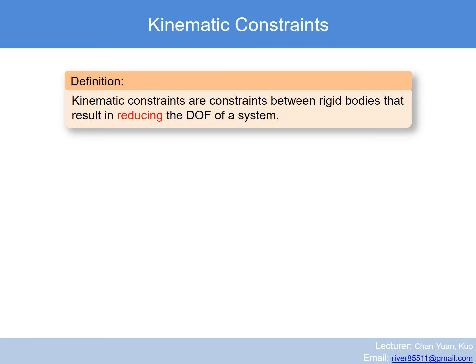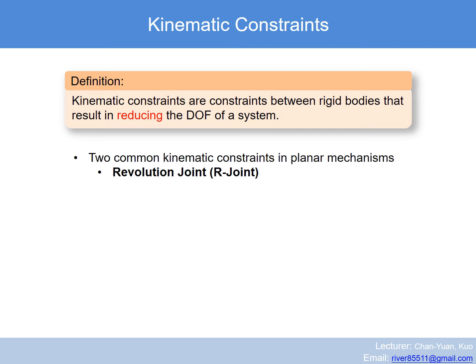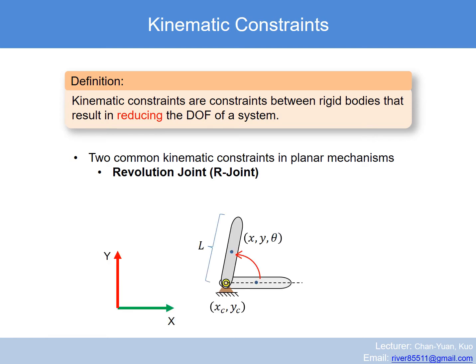In planar mechanisms, there are two commonly seen kinematic constraints. The first one is the revolution joint, or R joint in short. Usually, the R joint is represented as the little circle over here. What a revolution joint basically does is that it will stop the rigid body from moving freely in the vertical and horizontal direction, but it will still allow rotation, which results in reducing 2 degrees of freedom of the rigid body.